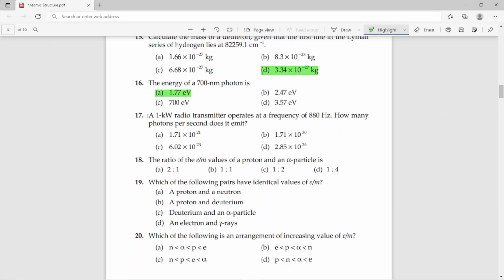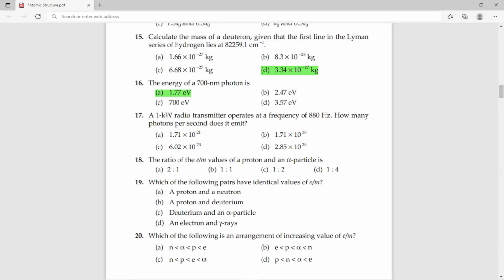Next, the 17th one is: a 1 kilowatt radio transmitter operates at a frequency of 880 hertz.